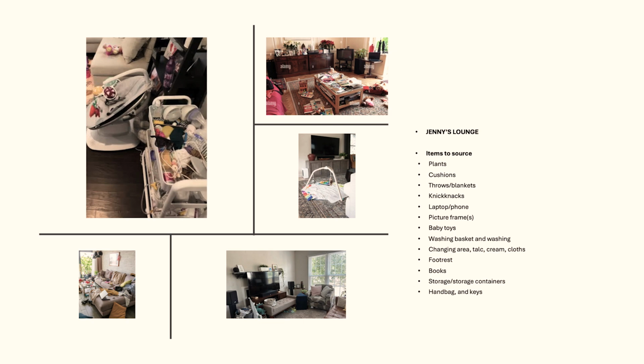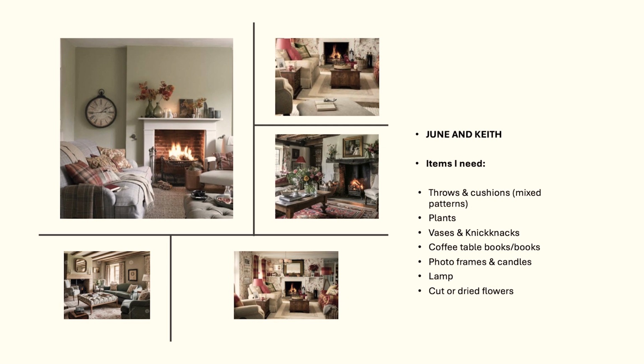For Jenny, the images show a messy, busy lounge room, but the messy isn't dirty. The space is still organised. I especially like the bottom left-hand image with its pops of colour. June and Keith's lounge room is very different. Tidy, uncluttered with items that look more expensive, but still cozy.